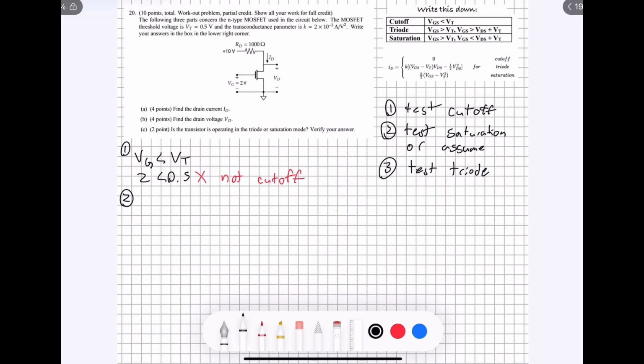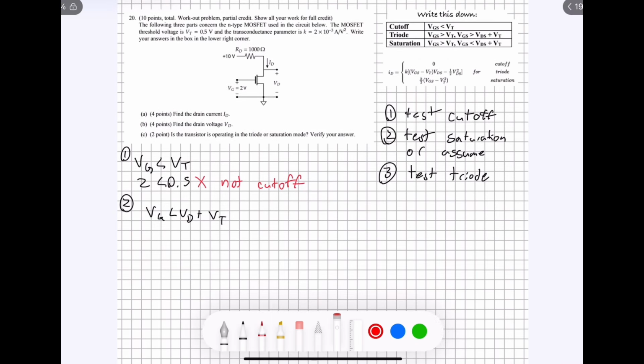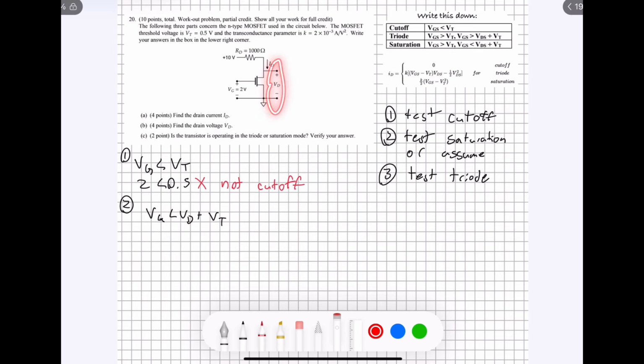And for saturation mode, we would have to use these equations right here. VG is less than VD plus VT. And we already know this first one is true because if VG is not less than VT, then it has to be greater than. Now, unfortunately, in this problem, we are not told what VD is. Over here, we have an unknown for VD, so we can't immediately determine whether this is actually in saturation mode.